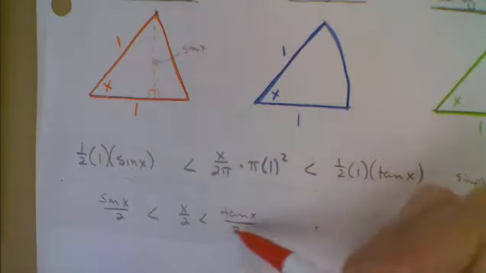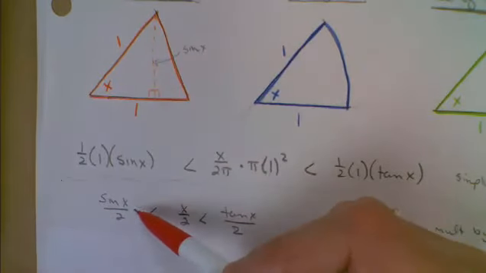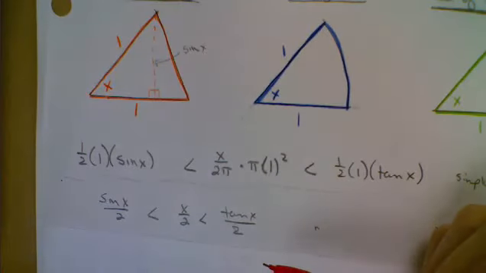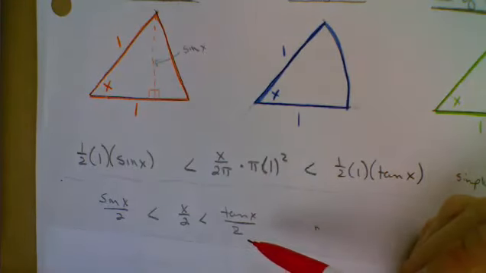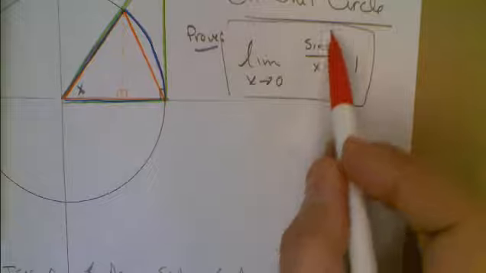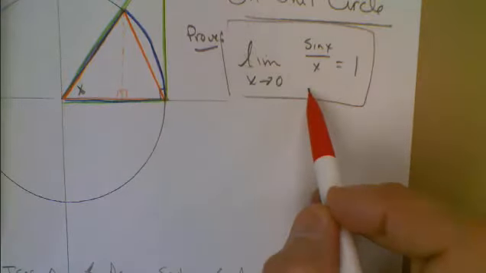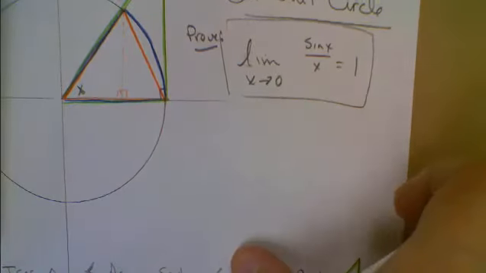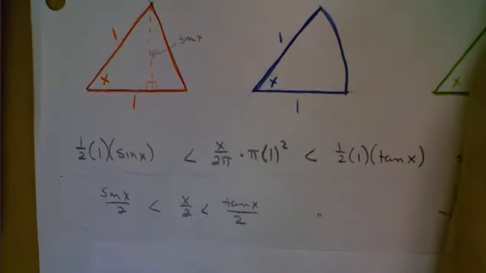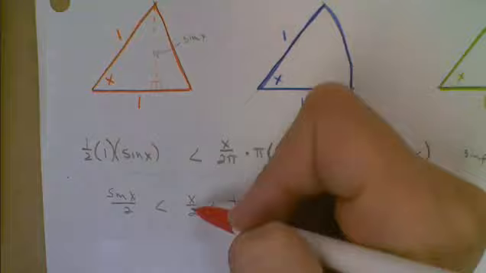Okay, so now I need to work with this. This is something I know from my diagram and from looking at my areas has to be true on the unit circle. So now I'm looking at what I need to get to. I need to get to the sine of x over x. That's what I want in the middle, sandwiched between two other functions. So when I look at this, what can I do to get the sine of x over x?